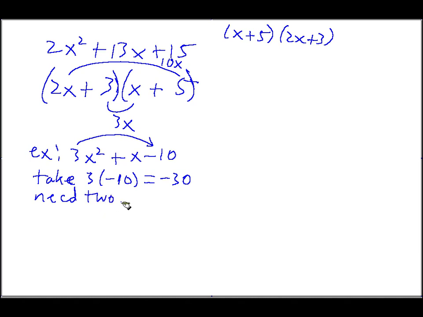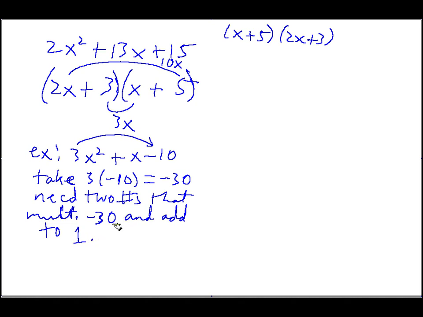Again, replay the last example if you need to in this lecture video. Need two numbers that multiply to this product here, negative 30. Sketchpad's giving me some trouble here. Bear with me. And add to the middle number. What's the middle number? Well, invisible 1. Positive 1. So what two numbers will multiply to negative 30 and add to positive 1?